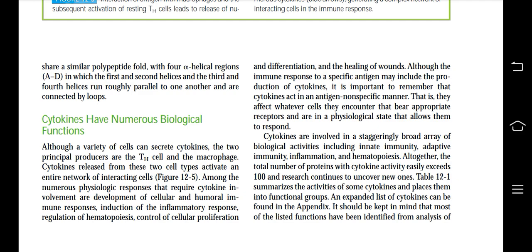So cytokines are involved in a staggeringly broad array of biological activities, including innate immunity, adaptive immunity, inflammation, and hematopoiesis. Altogether, the total number of proteins with cytokine activity easily exceeds 100, and research continues to uncover new ones.